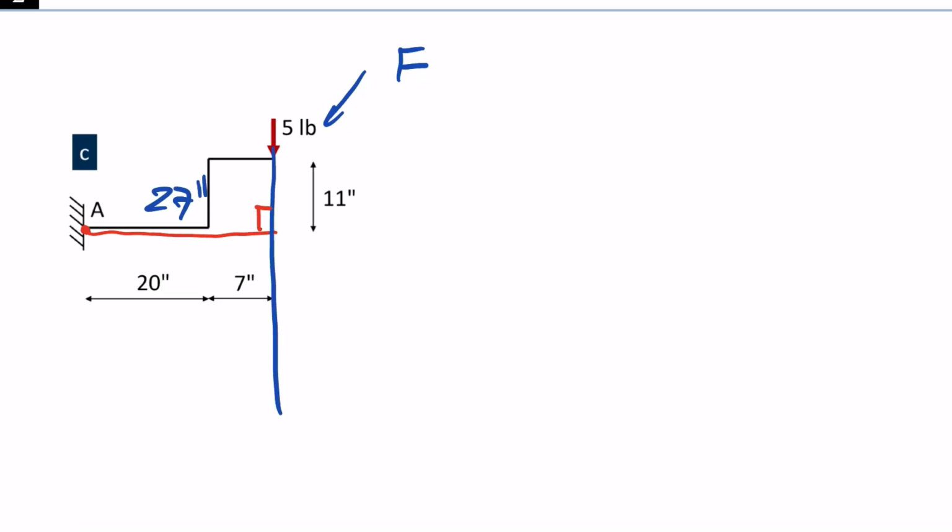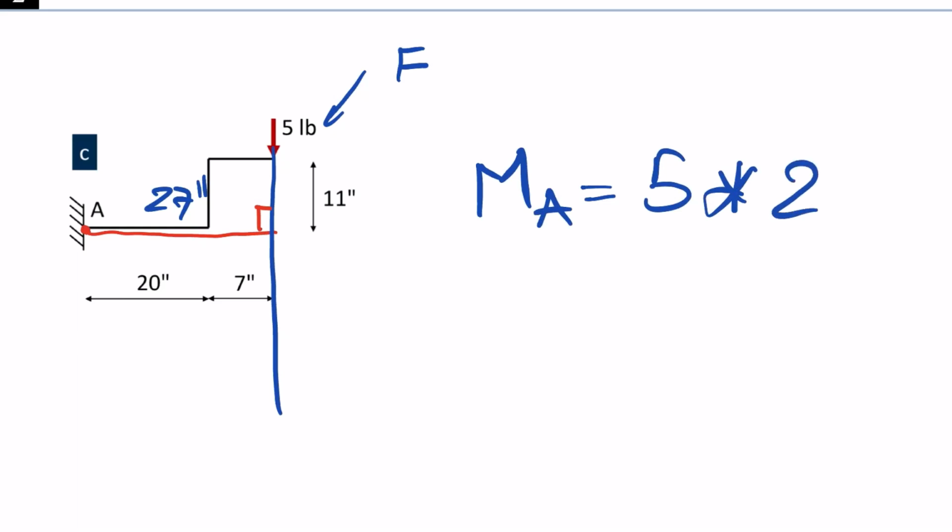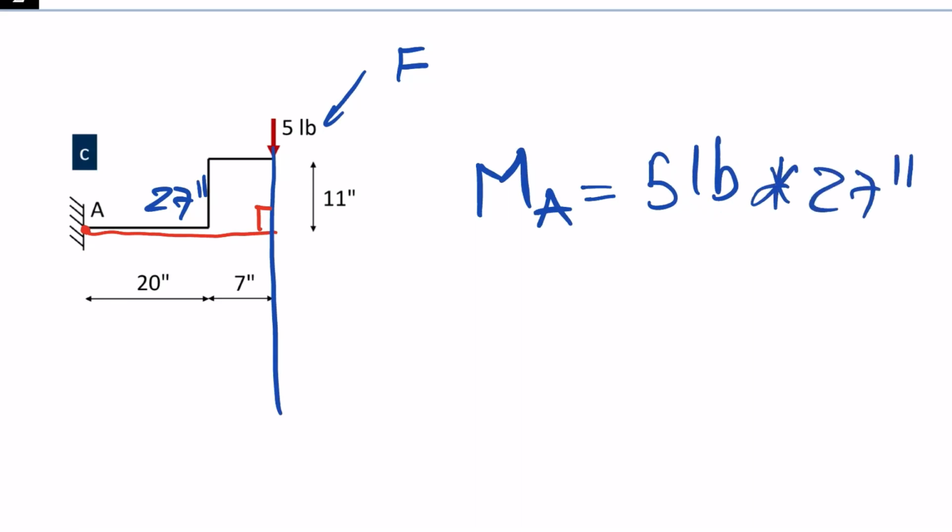Okay, so the moment at A equal to 5 multiplied by 27. Maybe let me put the unit over here: 5 pounds multiplied by 27 inches. I will have 135 pound inch.